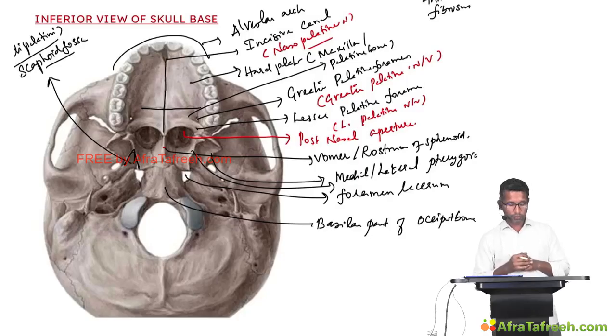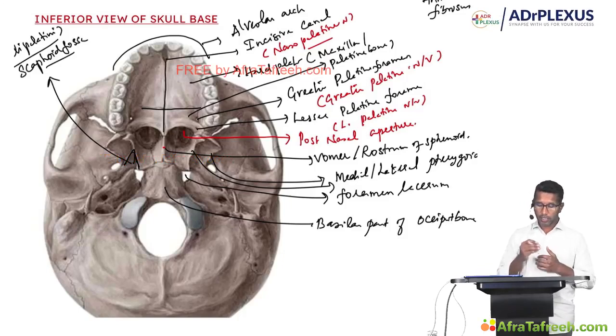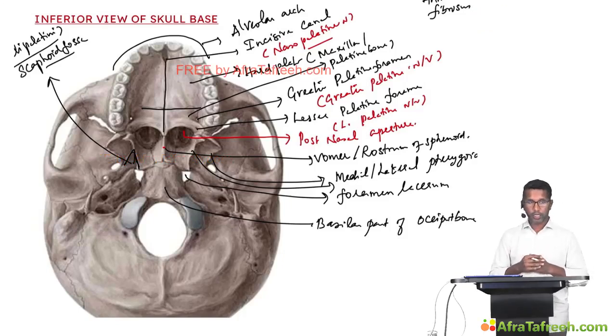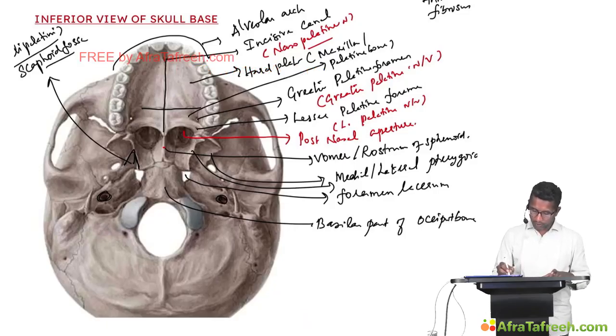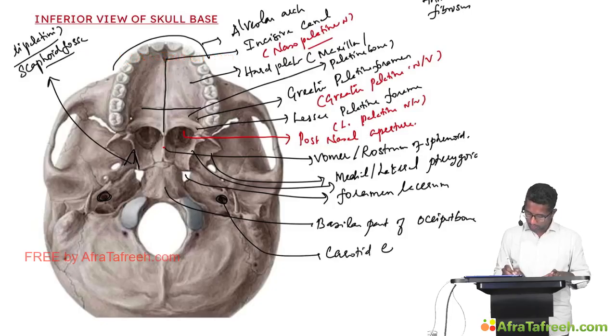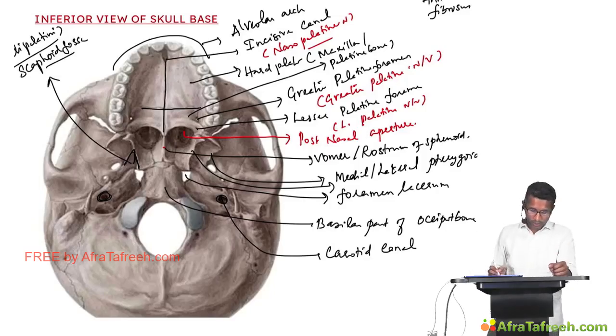What is important in this view, which was not seen in the interior view of the skull, is the opening which is leading to the foramen lacerum, that is this canal. This canal what you see here is the carotid canal.